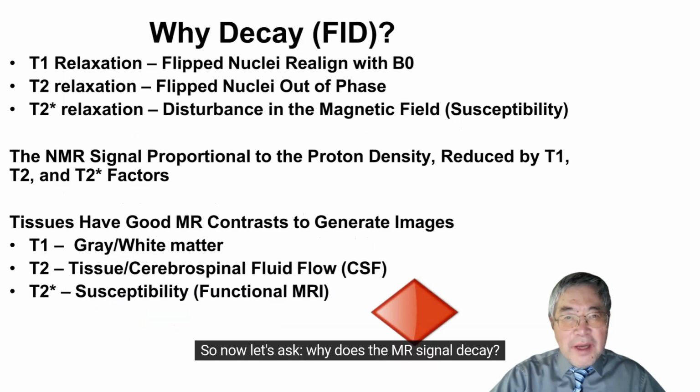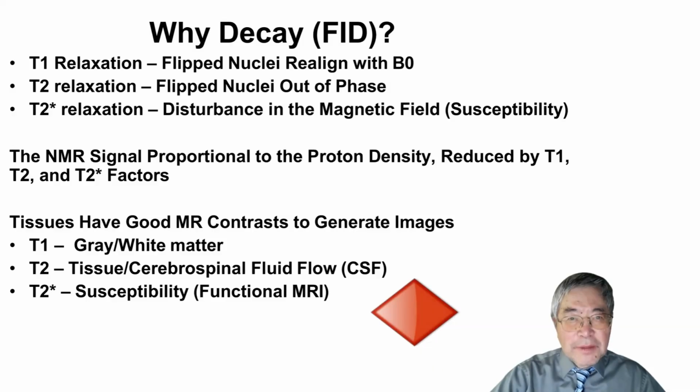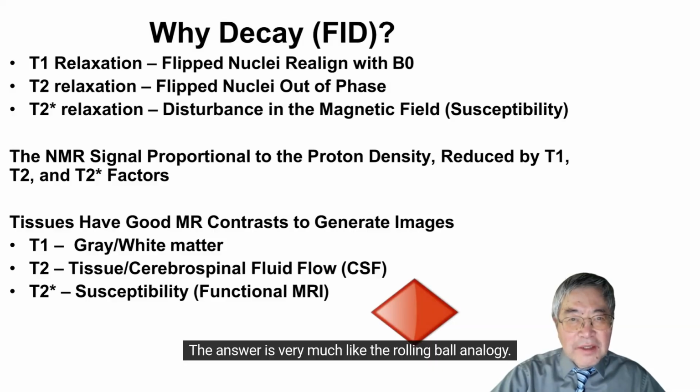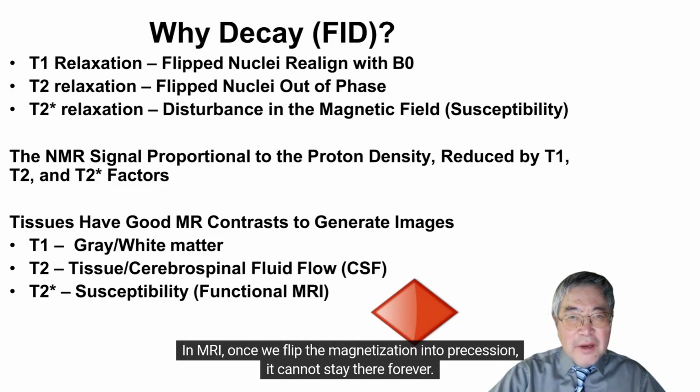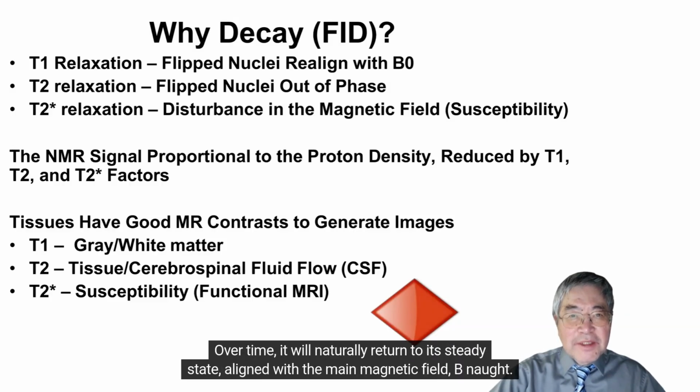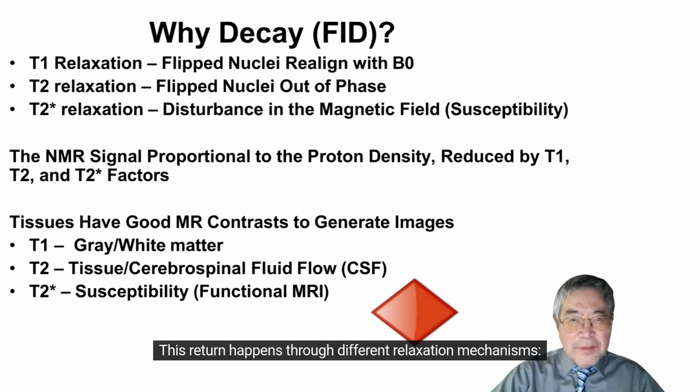So now let's ask, why does the MR signal decay? The answer is very much like the rolling ball analogy. A ball on the ground slows down because of resistance and friction. In MRI, once we flip the magnetization into precession, it cannot stay there forever. Over time, it will naturally return to its steady state, aligned with the main magnetic field, B0. This return happens through different relaxation mechanisms.